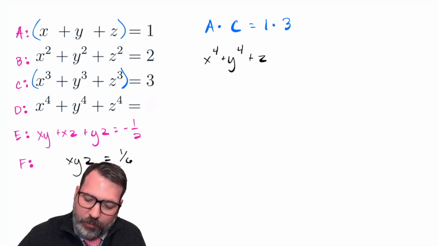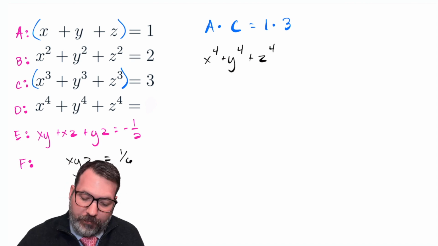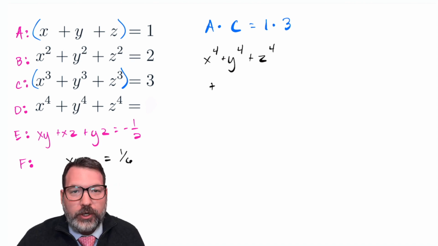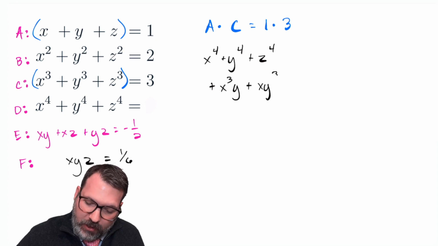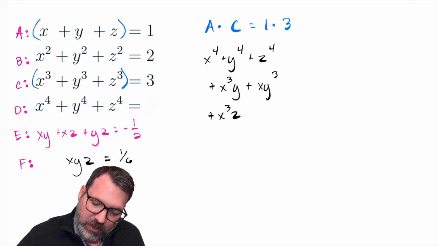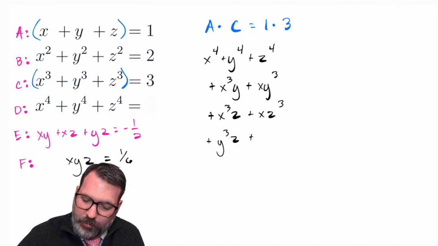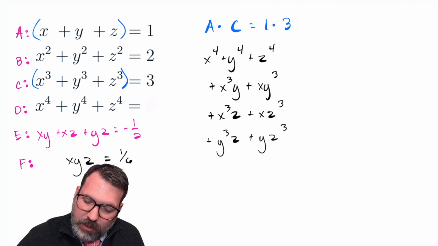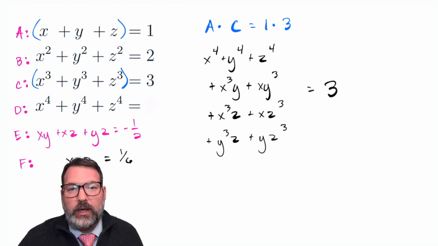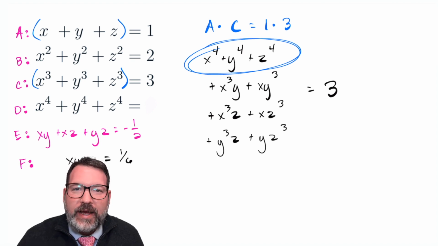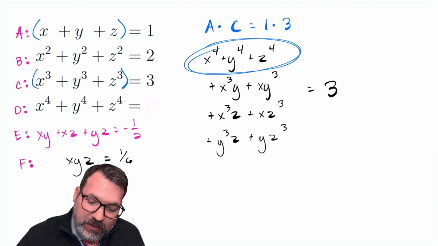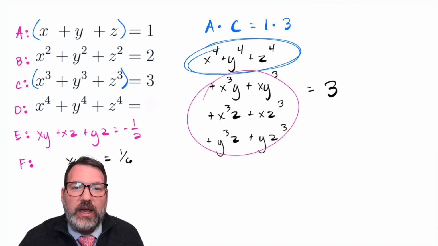x to the fourth plus y to the fourth plus z to the fourth plus several more terms. We should have an x cubed y plus xy cubed, an x cubed z plus xz cubed, and a y cubed z plus yz cubed, and all of this equals 3. At this point, we can see the piece of information we want. We're trying to isolate x to the fourth plus y to the fourth plus z to the fourth, so let's move everything else over to the other side.